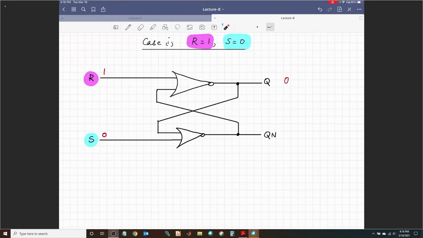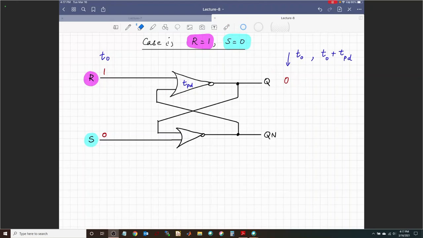Now, another question that I want to ask is, when did this output Q change to zero? Suppose R changed to one. So let us say that R became one at time T sub zero. When does Q become a zero? Does it become zero at T sub zero, or does it become zero at T sub zero plus TPD, where TPD is the propagation delay of this gate? T delay, that's right. So this guy becomes a zero after the propagation delay of the NOR gate.